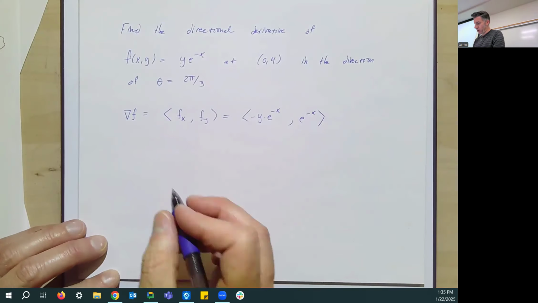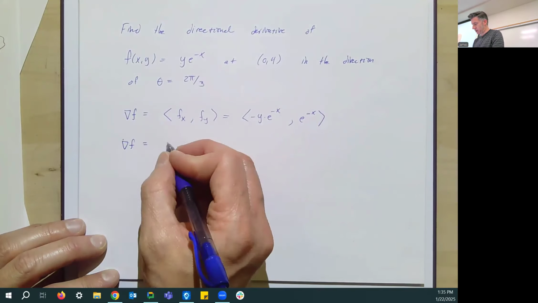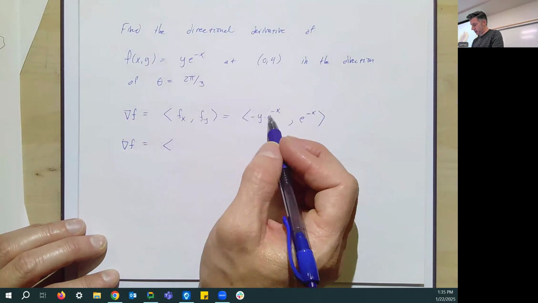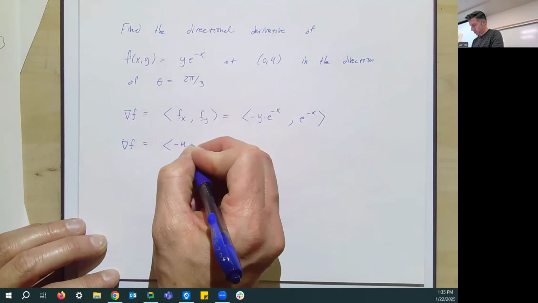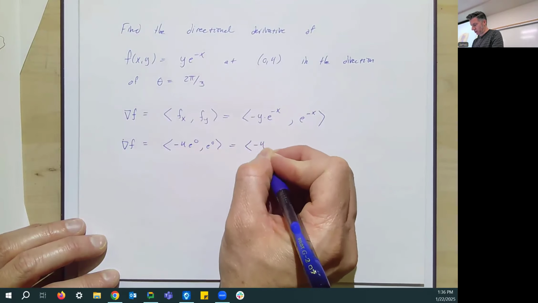And if we plug in our point, we're going to get negative 4 times e to the 0, comma, e to the 0, which is just going to be the vector negative 4 comma 1.